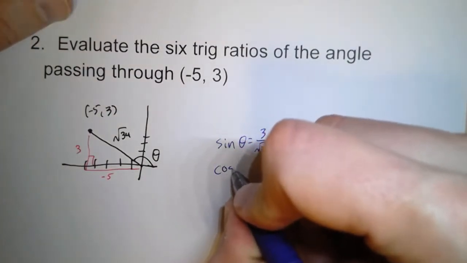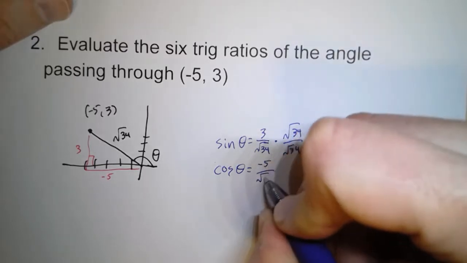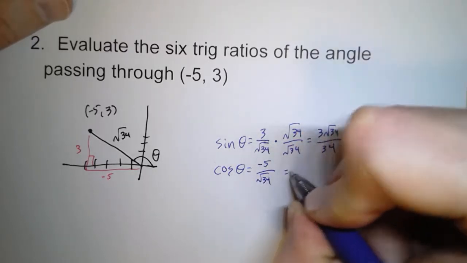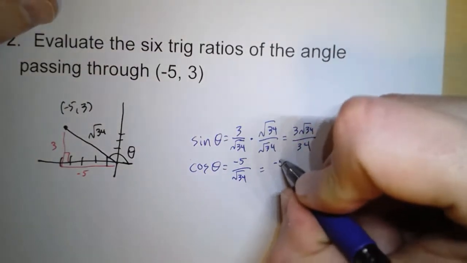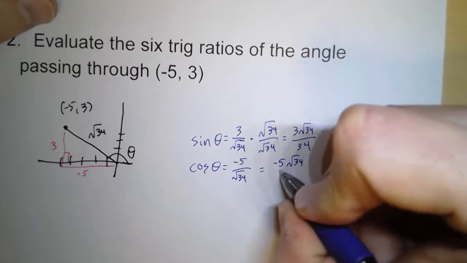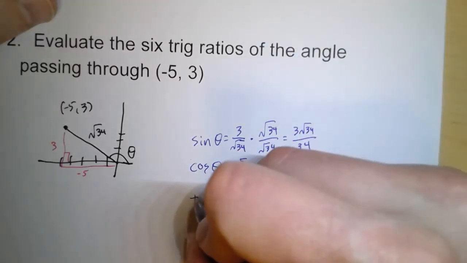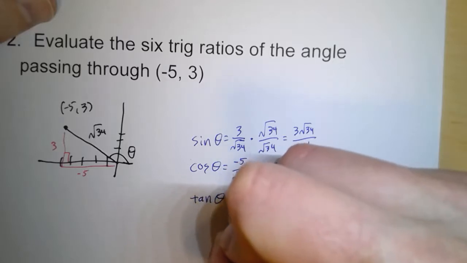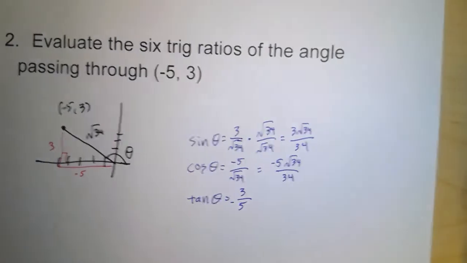For cosine, we're just going to take the x value. It's -5 over square root of 34. And if we rationalize that one, that's going to be -5 square root of 34 over 34. And then tangent, that's going to be the y value, 3, divided by the x value, -5.